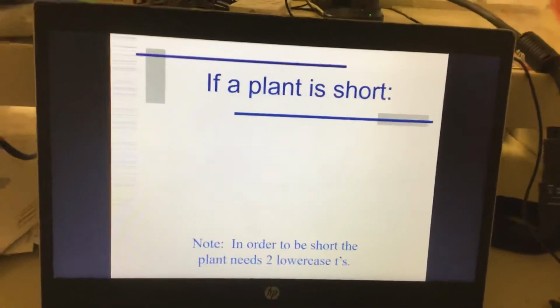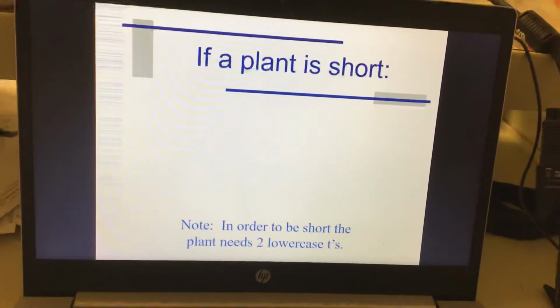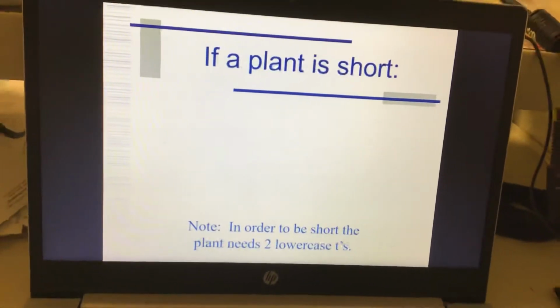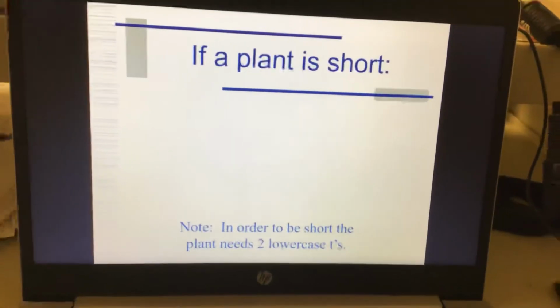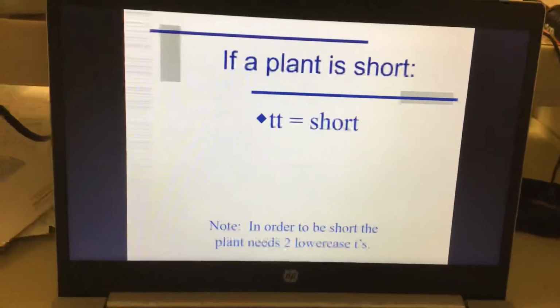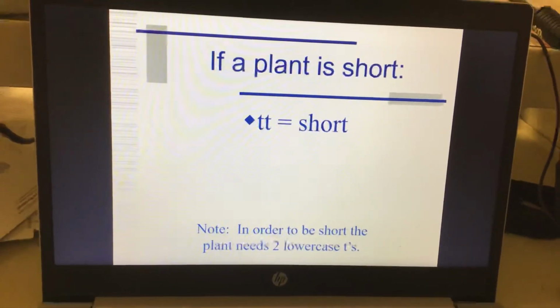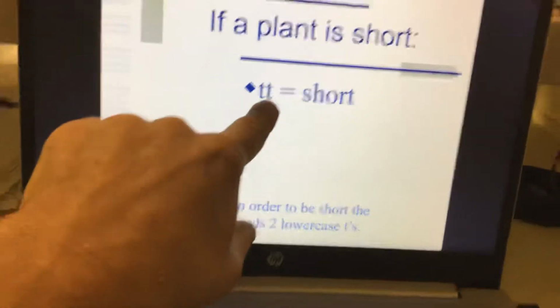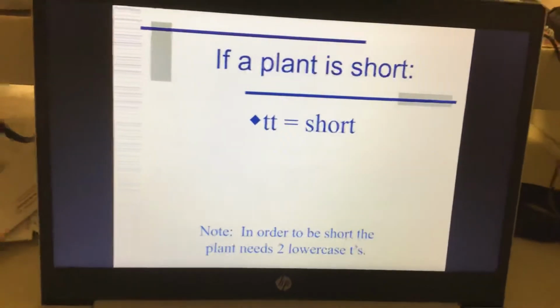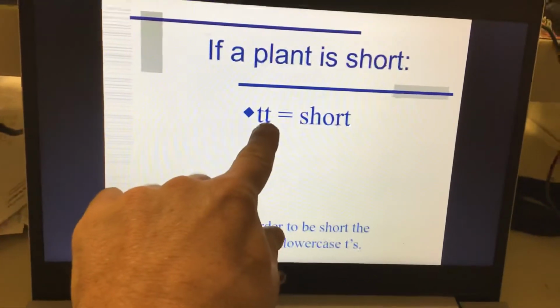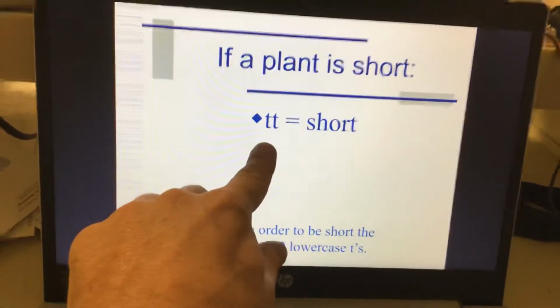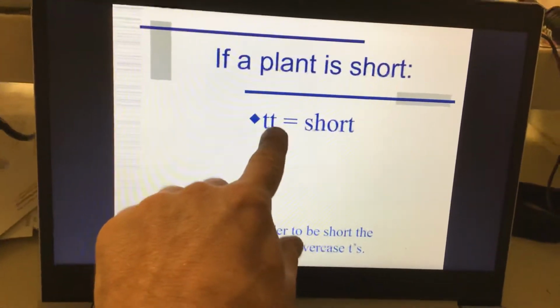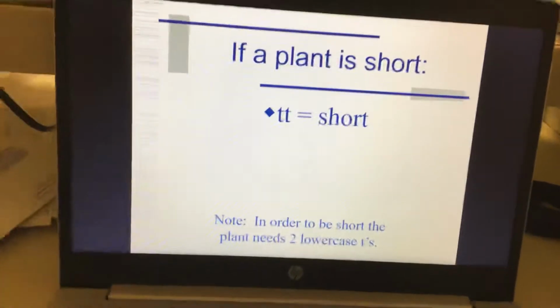Now, if a plant is short, remember short is recessive, there's only one combination that it can be. Little t, little t. That means it'll be short. That means it got a little t from mom and a little t from dad. If it got a big T from either one of the parents, then it's going to be tall. But both of these little brothers are short here.